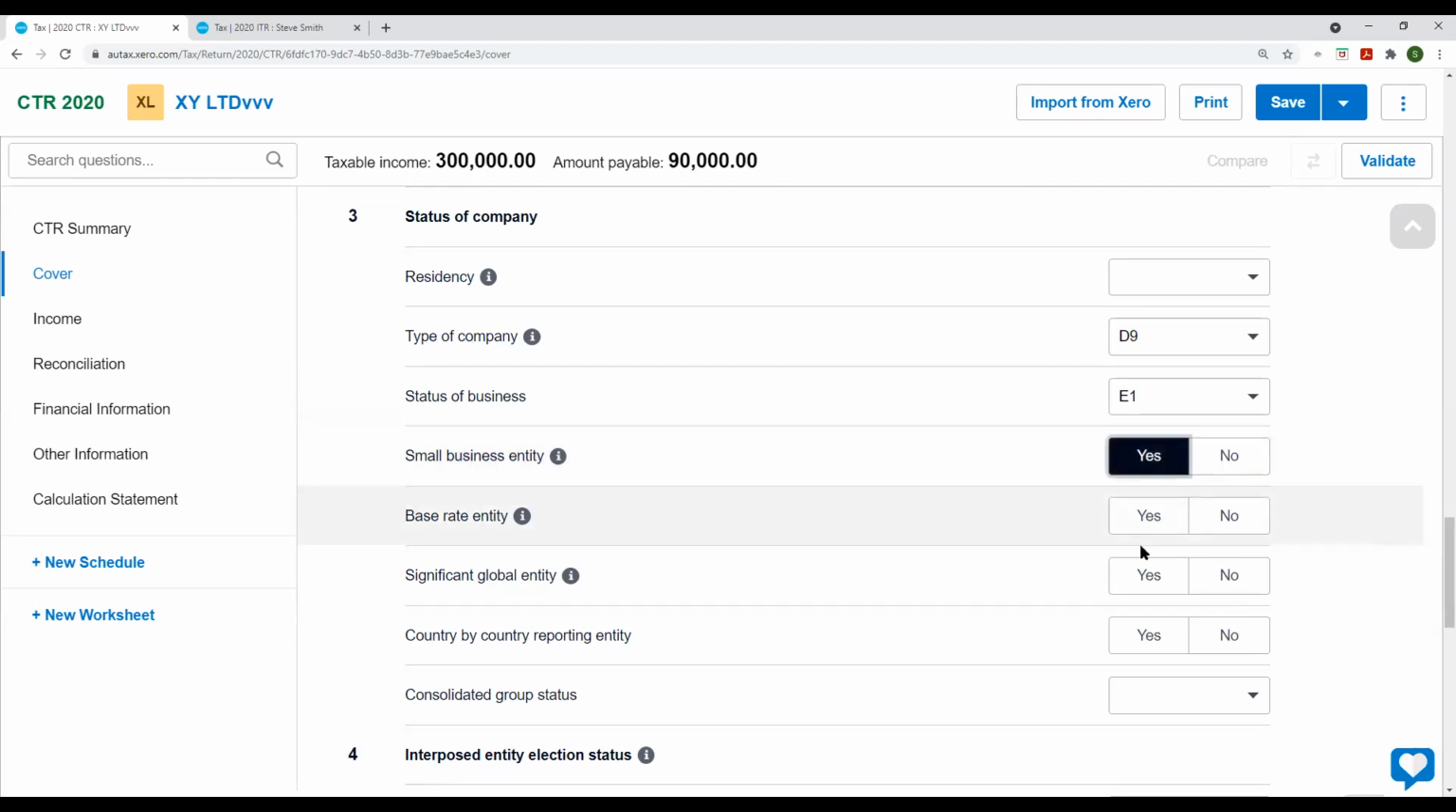You must say yes or no. This is the one very important. Most of the tax agents and tax consultants sometimes forget to click this one, right? If your business is less than 50 million and not earning more than 80% passive income, you can say, yes, I am the base entity. You can see you can reduce your client's tax by $7,500, right? That's called base entity. So you must say yes or no.